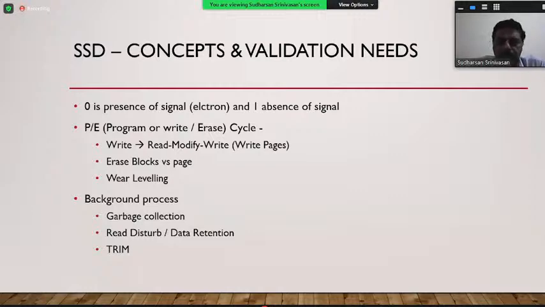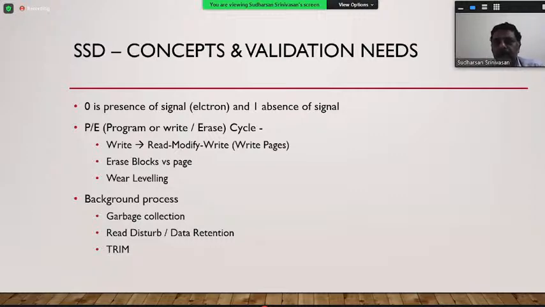If you see in an HDD, a hard disk drive, data is written using spindles. You have the disk and you have the spindle that will go and write. So there are a lot of mechanical parts. SSDs do not involve any of those.